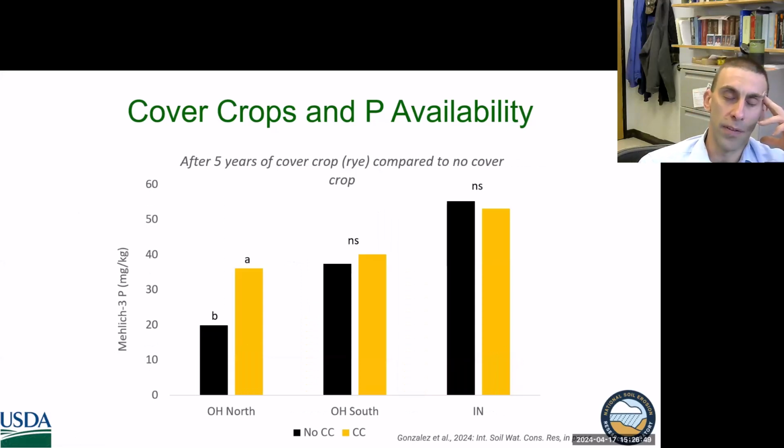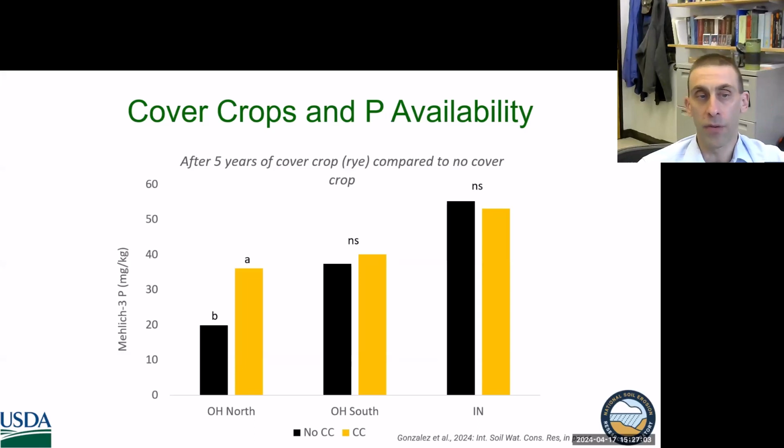This is after 5 years of a rye cover crop. You see that in northern Ohio, southern Ohio, and Indiana. In one case, the cover crop improved the Mehlich-3 phosphorus concentration. In the other cases, no differences. So it can go either way.